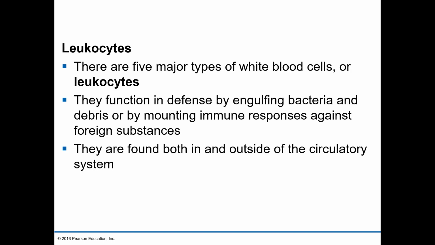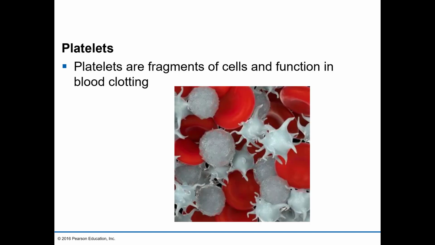Leukocytes are white blood cells, and there are 5 different types of leukocytes, and their job is defense. So they get rid of junk that's in your body, they respond, they form an immune response against foreign substances, and they're found both inside and outside of the circulatory system. Platelets are just fragments of cells that function in blood clotting.